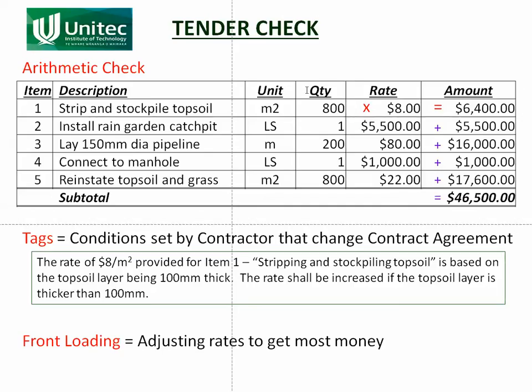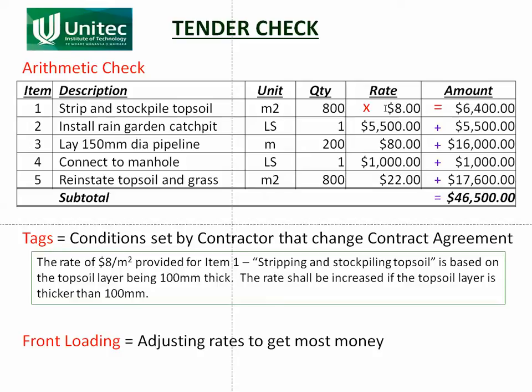So let's look at that tender check in a little bit more detail. Arithmetic check. Now this is what is called a schedule of quantities. This is the way that the contractors normally submit their price. When they put in their tender bid, they will say we will do the work for this price, 46,500. But normally we have a schedule of quantities which breaks that number down, and that is quite a useful thing. We'll be looking at this later on in the course. In the tender document, the item, description, unit, and quantity are all provided. The next two, rate and amount, are filled in by the contractor.